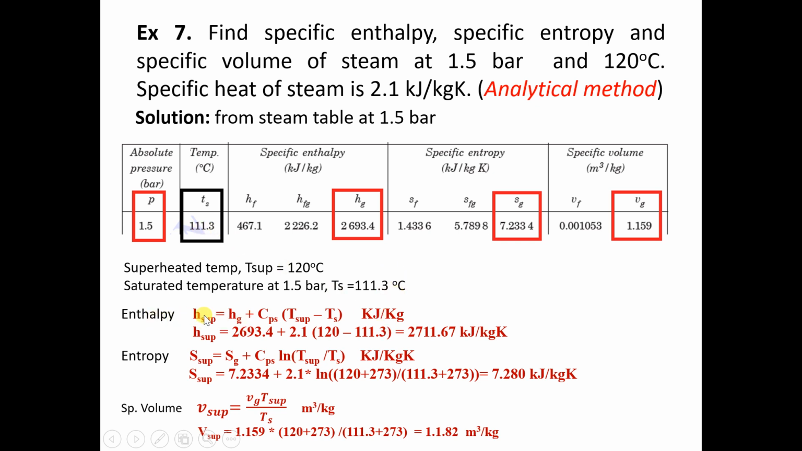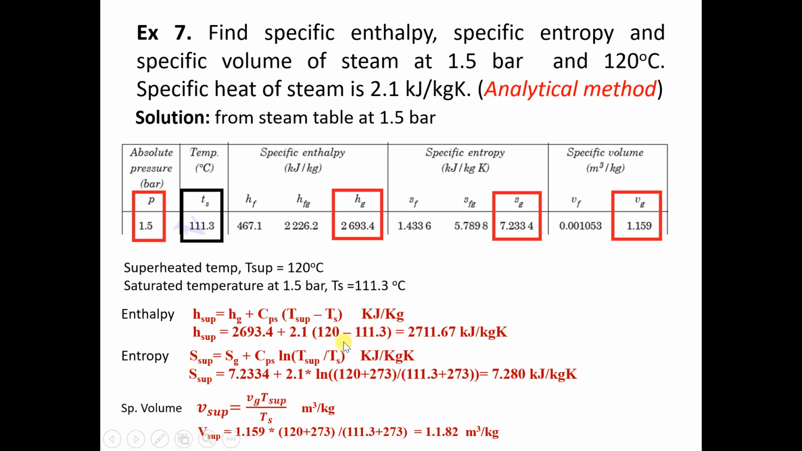Now, the enthalpy formula for superheated steam: h_sup is equal to hg plus Cps times (T_sup minus T_sat). hg at 1.5 bar we have taken as 2693.4, plus Cps, the specific heat, which is given as 2.1 kilojoule per kg Kelvin. T_sup is the superheated temperature, given as 120 degrees Celsius, minus T_sat, the saturation temperature, 111.3 degrees Celsius. The calculation comes out to be 2711.67 kilojoule per kg.